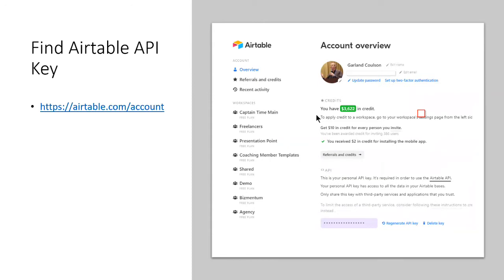You just go to airtable.com/account, and down here you'll see it's got the API key. Of course, it's dots because it's not showing. We're not going to show it live on here, but you can just copy that, and that will give you your API key that you get from Airtable.